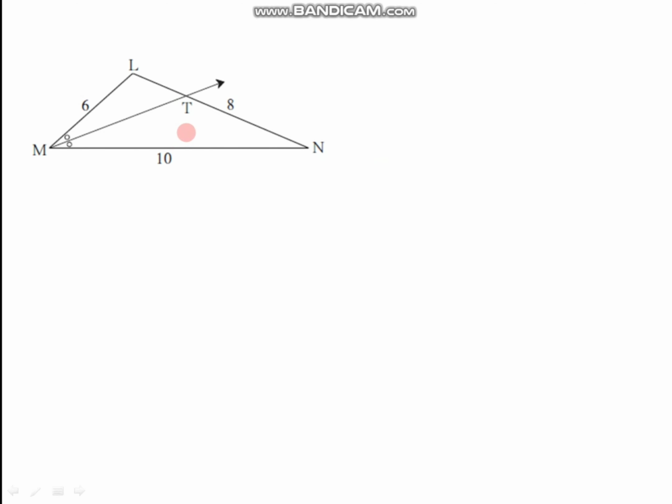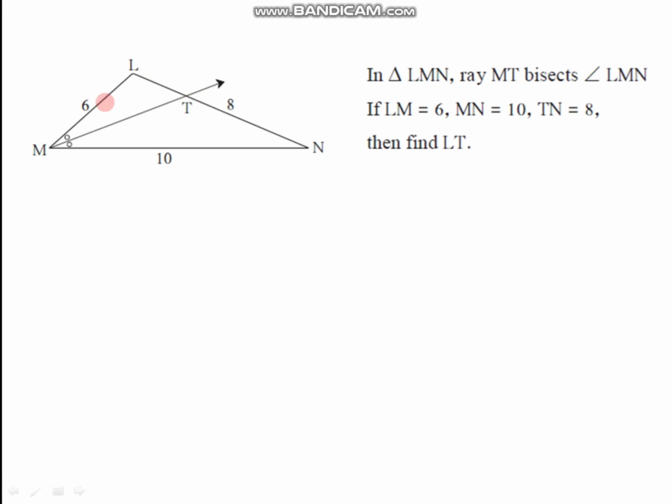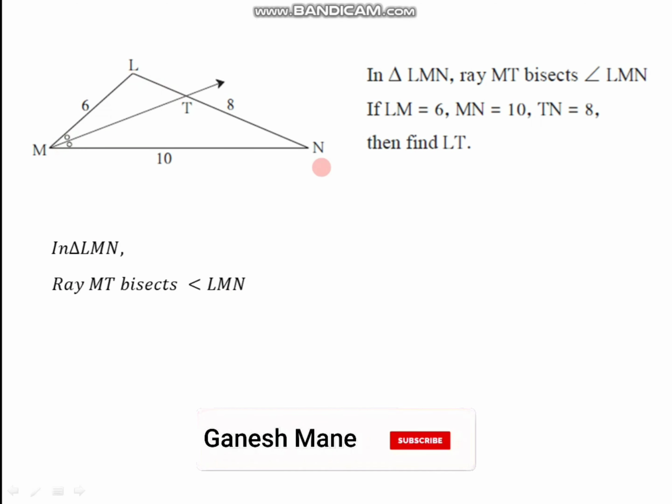Let us have another problem. Again, it is based on this diagram. The question is, in triangle LMN, ray MT bisects angle LMN. Here LM is given to be 6, MN is given to be 10, and TN is 8. From that we have to find LT. So here also for a triangle, ray MT is given to be angle bisector. So in triangle LMN, ray MT bisects angle LMN, that's given.